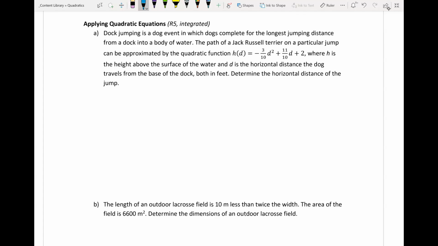water. The path of a Jack Russell Terrier on a particular jump can be approximated by the quadratic function given to us, where h of d is your height and d is the distance the dog travels. And we want to find the horizontal distance for the jump. So we're trying to solve for d.